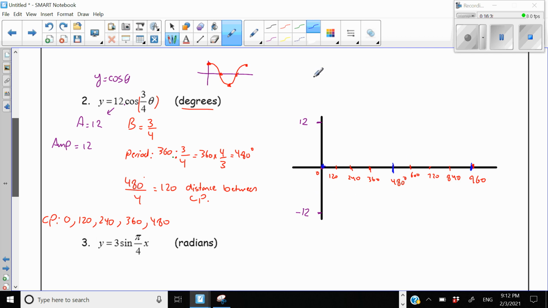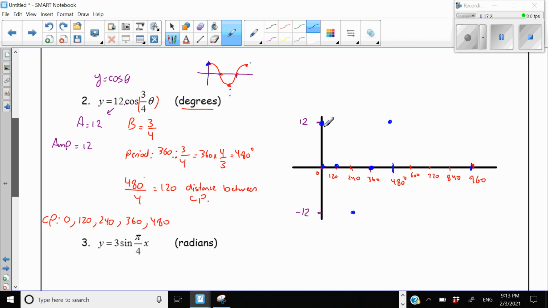How do I graph it? Look at the parent function of cosine. It's a high point. So the first critical point is a high point, then midpoint, low point, midpoint, high point. So high, mid, low, mid, high. So I'm going to do the same thing. The first critical point is a high point. Next is a midpoint. Next is a low point. Then midpoint, then high point. The high and low points are basically the amplitude. The amplitude was 12, so that's why I went for 12 points here.